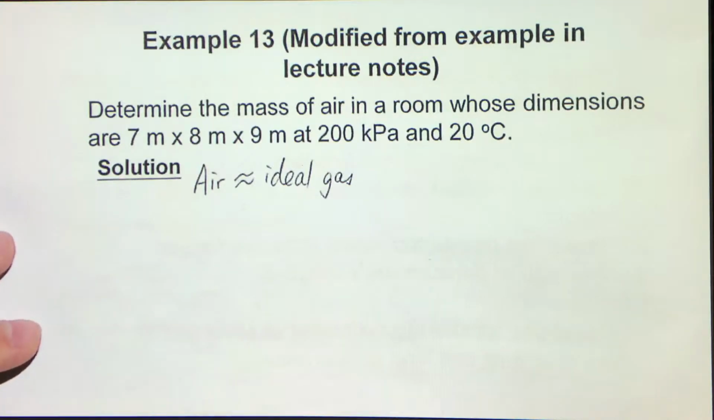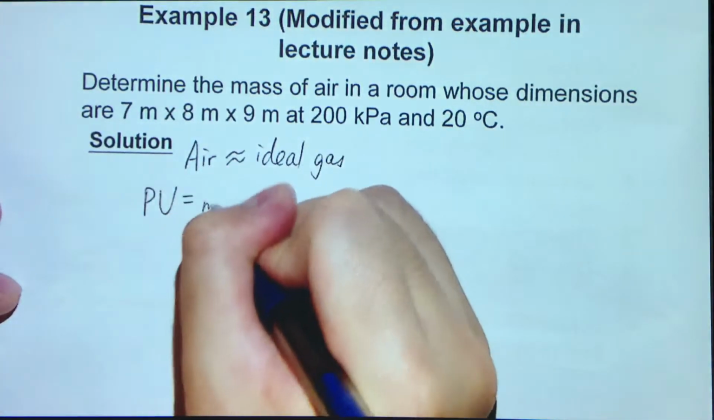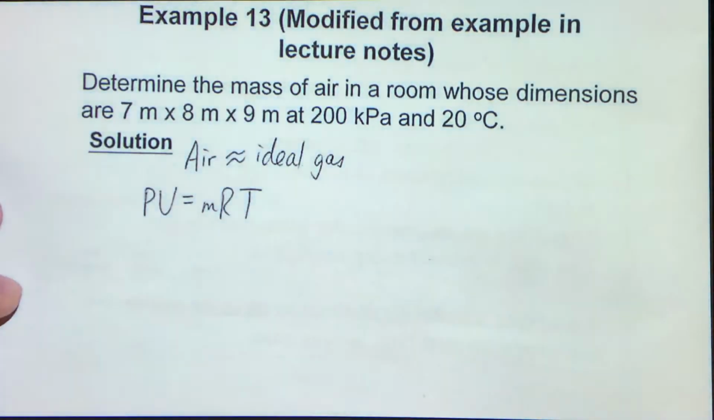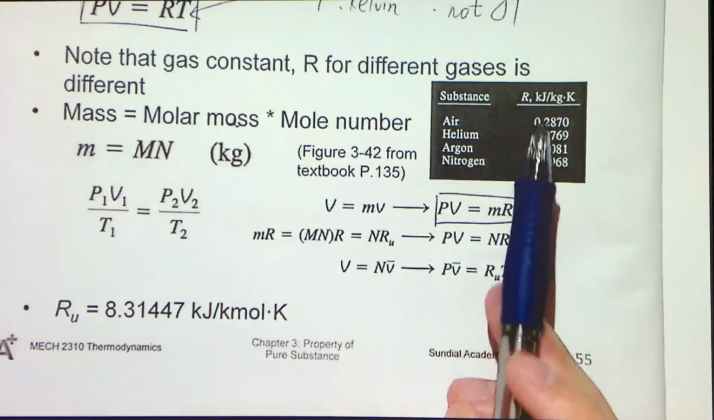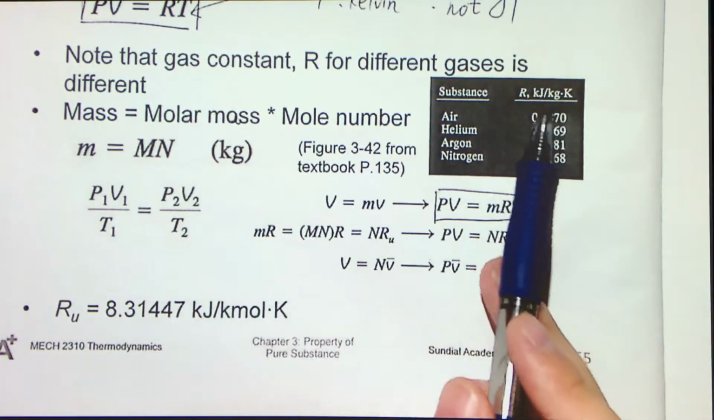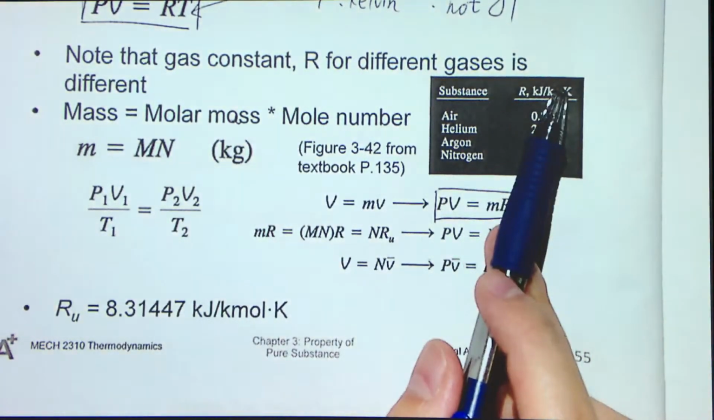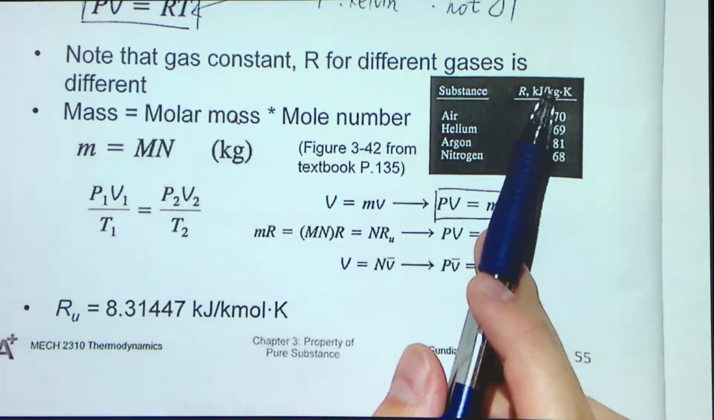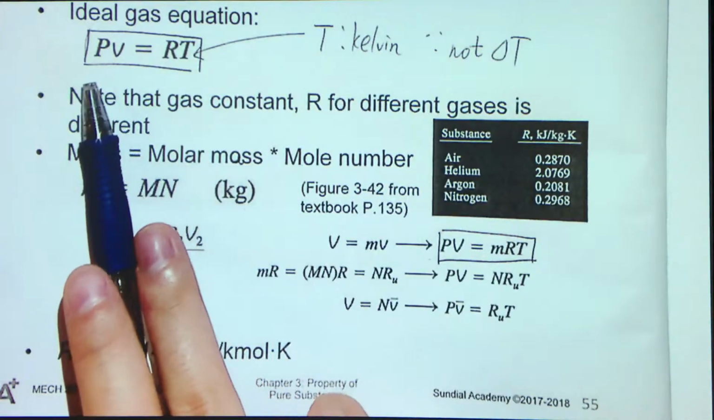As a result, we will use the ideal gas equation. Because we need to find the mass, we will use the so-called mass version of the ideal gas equation, that is PV equals mRT. Also, we need to note one thing. In our table, the R is given in kilojoule per kilogram per Kelvin. If R is given in this unit, and you check the dimensions on both sides, you will see that P should be in kilopascal.